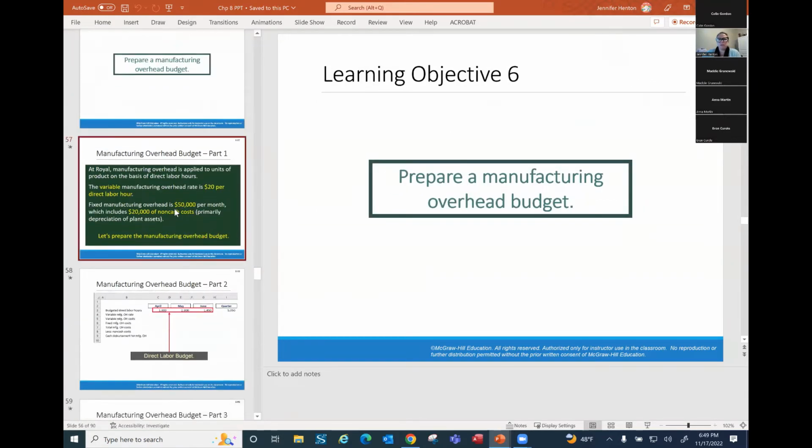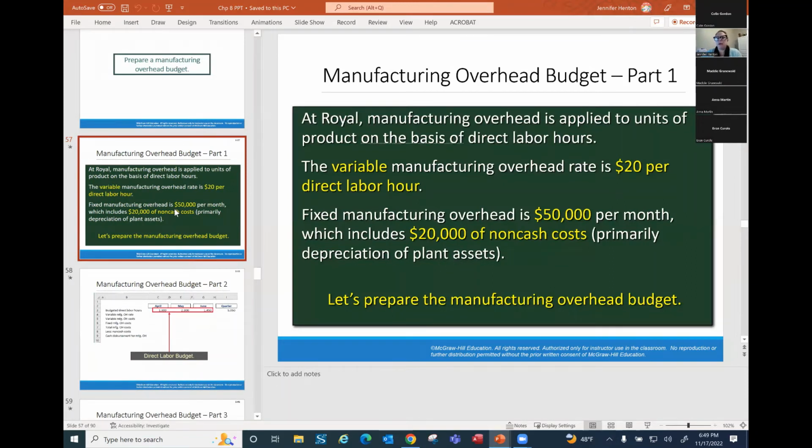Okay, so that was the labor. And now we're going to look at the manufacturing overhead. So remember, we always have those three pieces. This is what we started with from the very beginning. We had direct material, we had the direct labor, and we had the manufacturing overhead. So now we're going to look at manufacturing overhead and how do we budget that? All right, so at Royal, manufacturing overhead is applied to units of product on the basis of direct labor hours. The variable manufacturing overhead rate is $20 per direct labor hour.